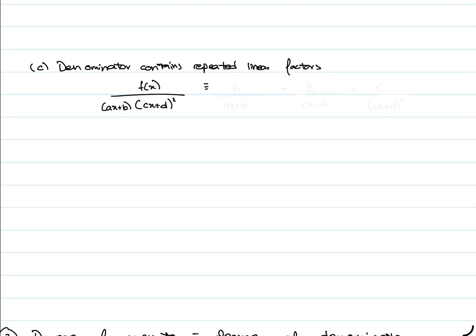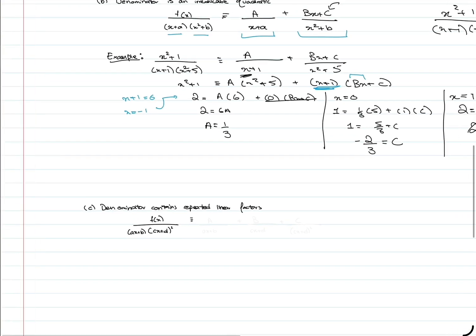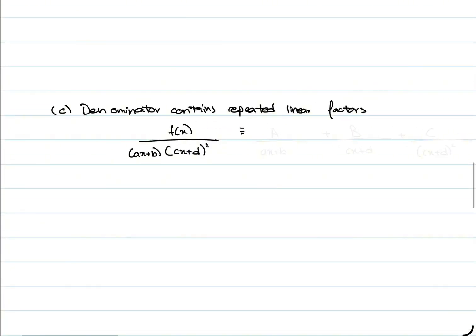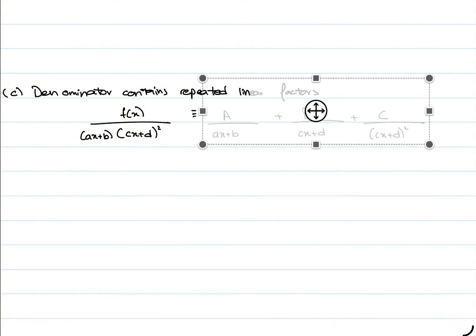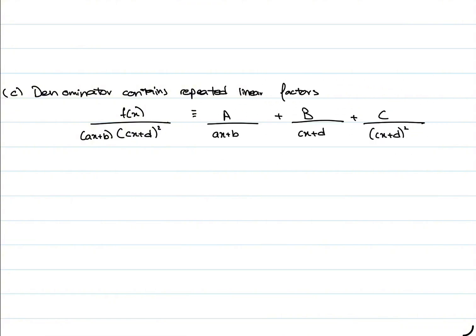Now in our third case, we have the denominator contains an irreducible quadratic. No, we don't. Sorry, we have the denominator contains repeated linear factors. Okay? So here, we break this into 3 distinct terms. A upon ax plus b, our first linear factor, plus b upon cx plus d, plus c upon cx plus d squared.